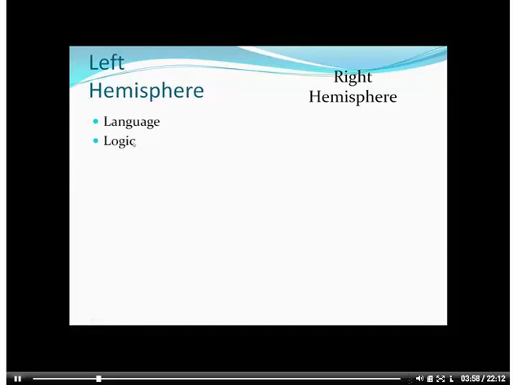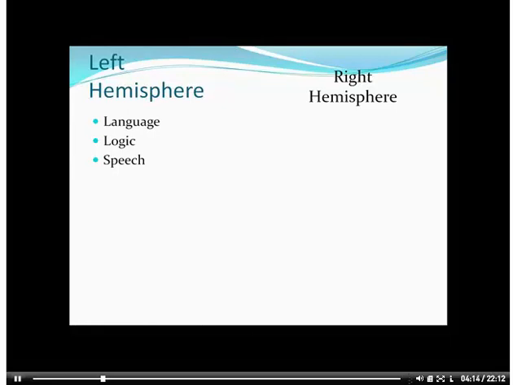So another thing is logic, okay? The left hemisphere is much more logical. It likes this plus this plus this equals this, and this plus this plus this plus this equals this, okay? So, of course, speech. The left hemisphere is much more involved in speech.